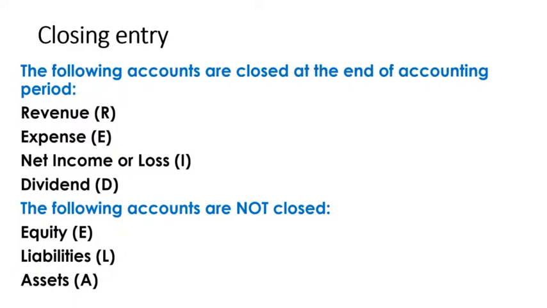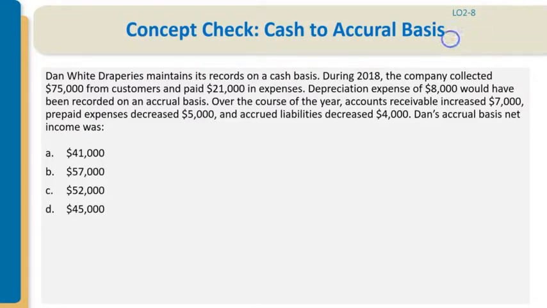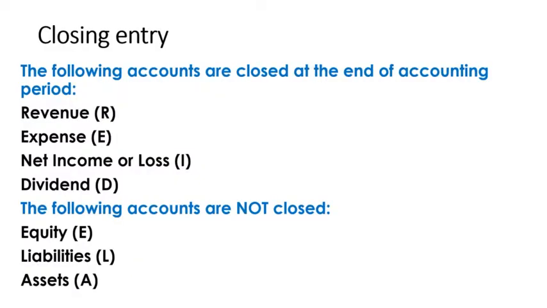So this is the final exam review 2, section 2, and in this section we will be discussing the closing entry. And first of all, let's see which accounts are closed at the end of the accounting period. These are the accounts: the revenue accounts, expense accounts, net income or net loss, and dividend.